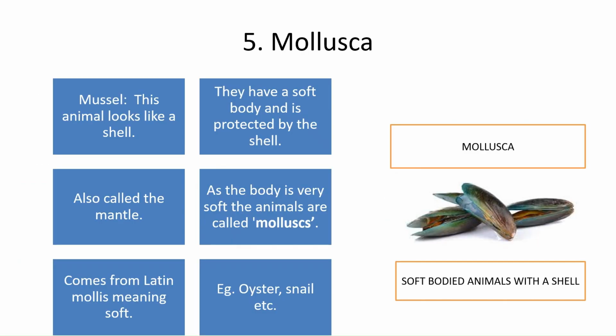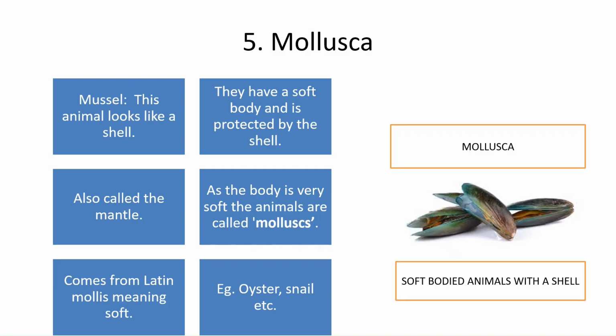Next comes mollusca. The example is of a mussel. This animal looks like a shell. They have a soft body and is protected by the shell, also called mantle. As the body is very soft, the animals are called mollusks. Comes from the Latin mollis, meaning soft. Example is oyster, snail, etc.